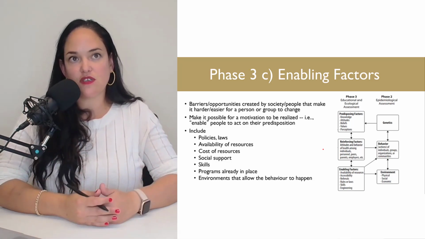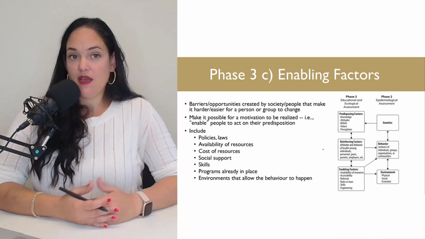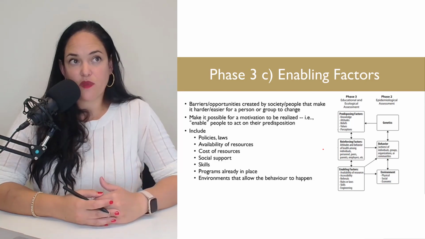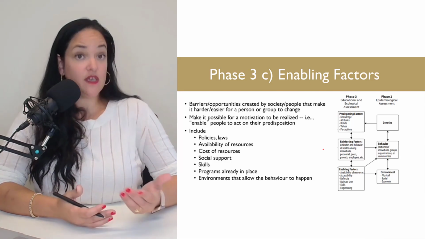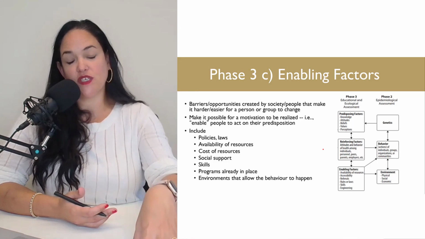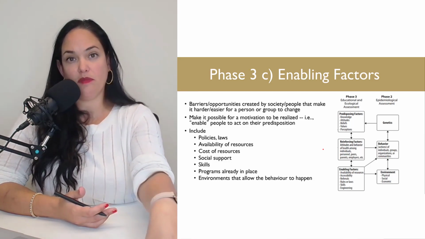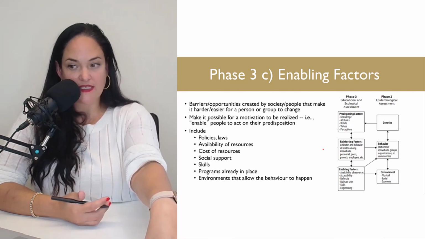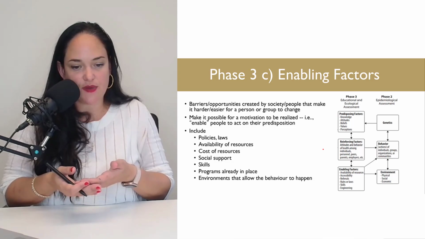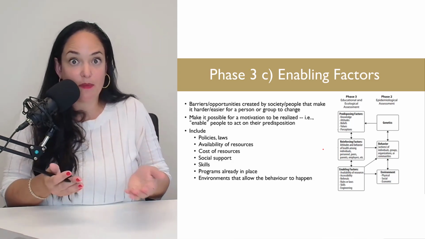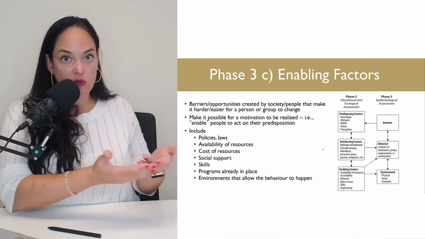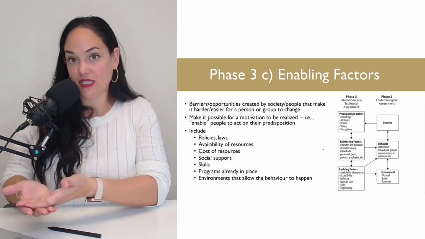So for exercise, it could be, is there a gym nearby? Is that gym too cost prohibitive? Do I have the right skills? Sometimes skills are an important part of this as well. Like, is there a place where I could learn the skills right there that is going to help me actually participate in that? So another example that brings these three factors together is, if you want people to pick up after their dogs, if people aren't picking up after their dogs, there's predisposing, reinforcing, and enabling factors that's leading to that.